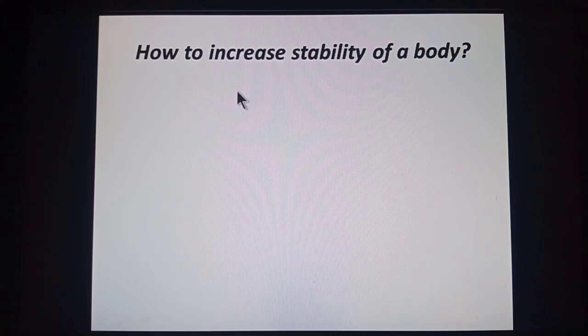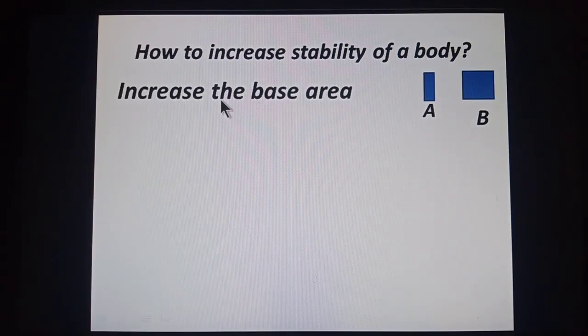Means how to defend a body from falling. The more stable a body, the more difficult it is to make it fall. Now, to increase the stability of the body, we must increase the base area. First step that we can take to increase the stability of the body is to increase its base area. Look at this diagram. Here is a body A whose base area is less, and here is the body B whose base area is more. So B is more stable than A. A little push can make A fall, but it is difficult to make B fall. So stability of B is more than stability of A.